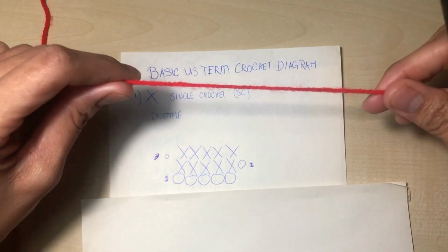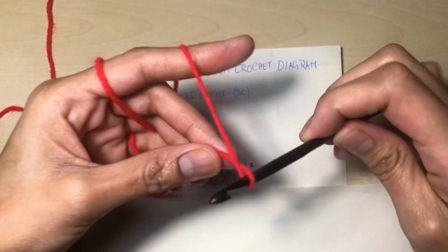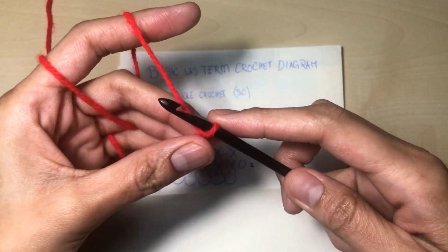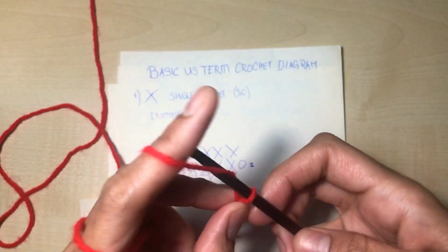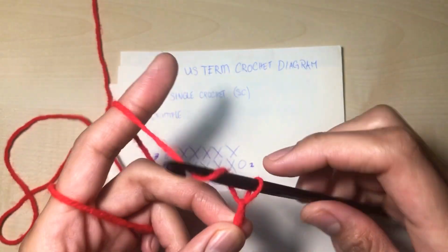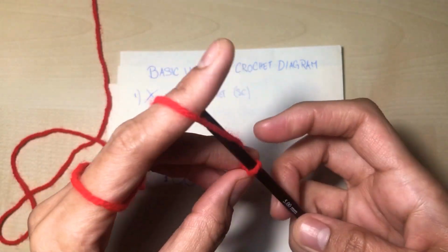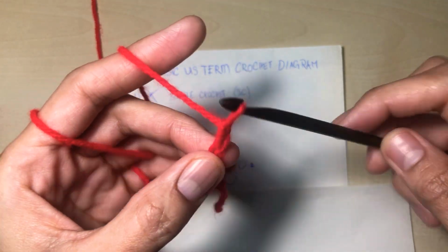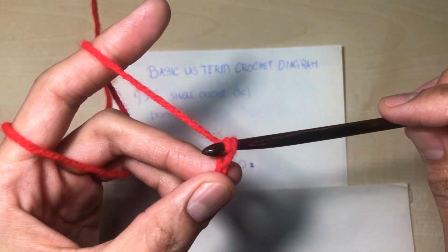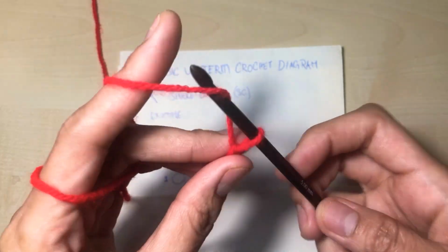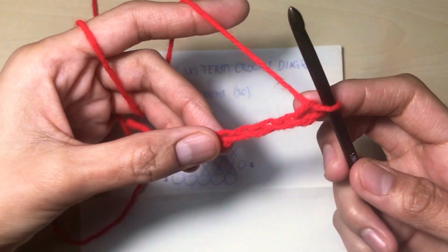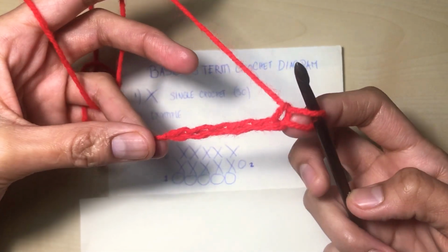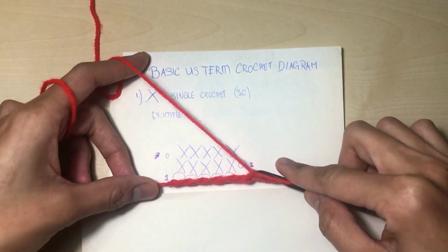We have chain 6. First we're going to make a slip knot. I have here a slip knot, and now I'm going to chain 6. 1, 2, yarn over and pull through, 3, yarn over and pull through, 4, yarn over and pull through, 5, yarn over and pull through. So we have 6 chain in total. This is our round 1.